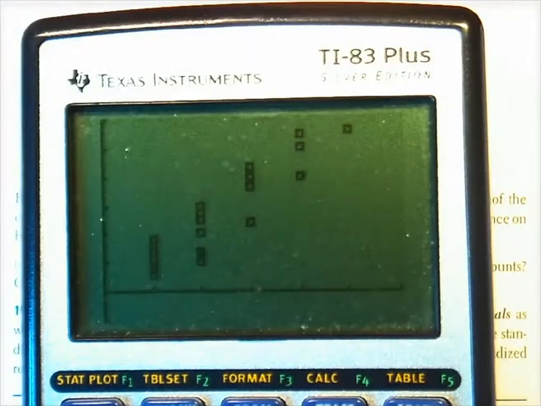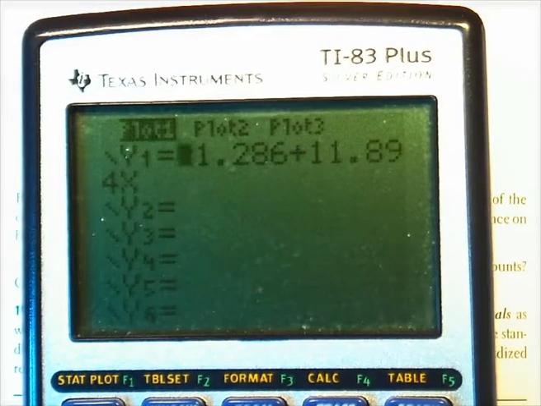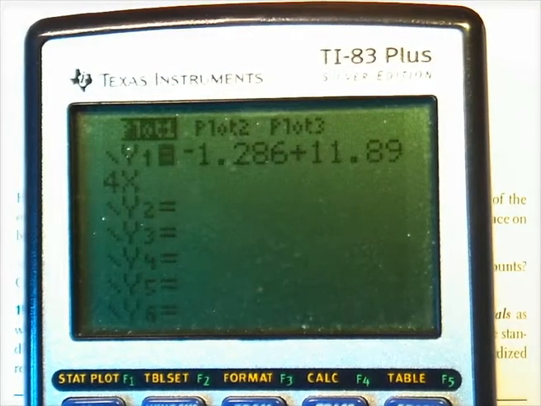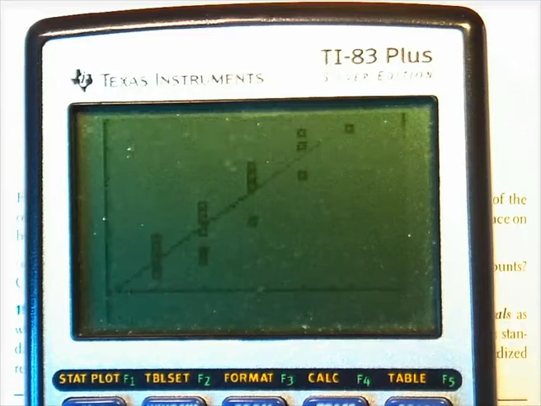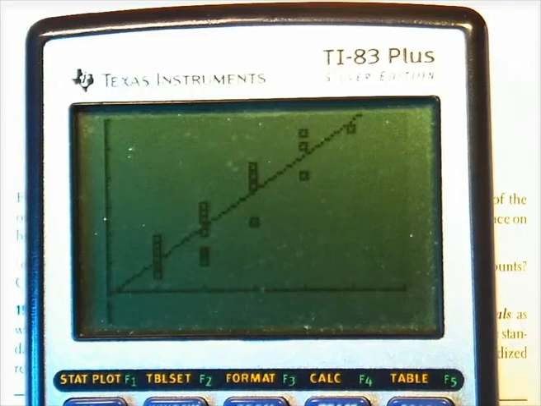That's exactly what I did in my calculator. So there's the scatter plot. We'll go to the y equals menu. There's the equation. I just read it straight out of the computer output. Plot it right on, so not a surprise. It goes right through my scatter plot.